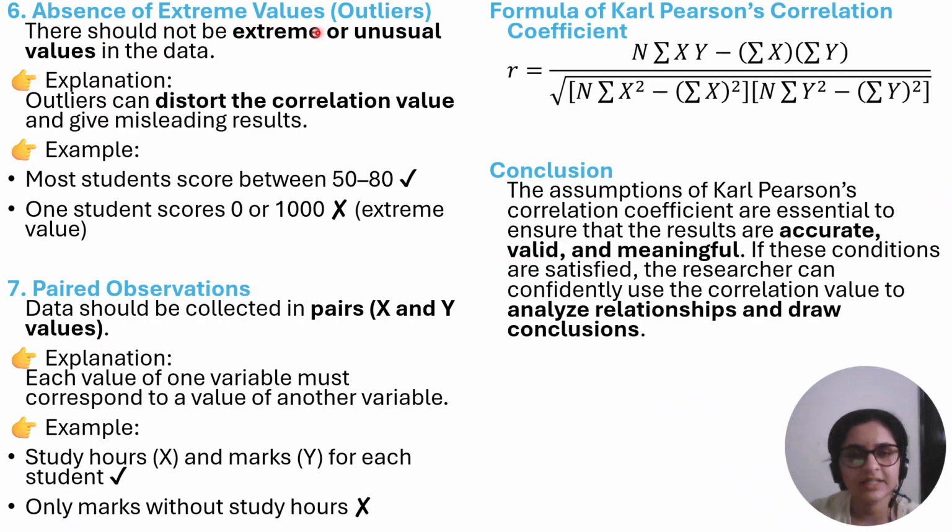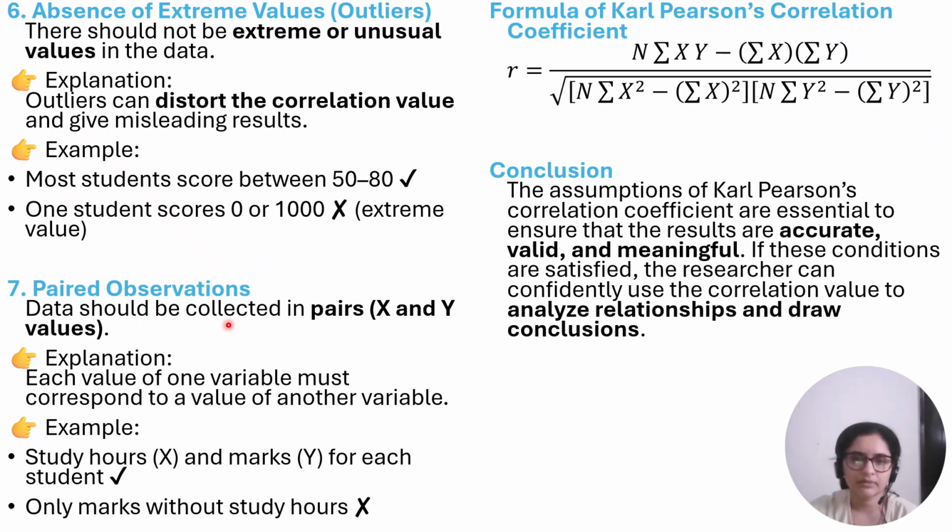Absence of extreme values. These are called outliers. There should not be extreme or unusual values, as they can give misleading results. Example: most students score between 50 to 80. This is okay. But if one student scores 0 or 1000, 0 is one extreme and 1000 is another extreme. An exam paper cannot be for 1000 marks.